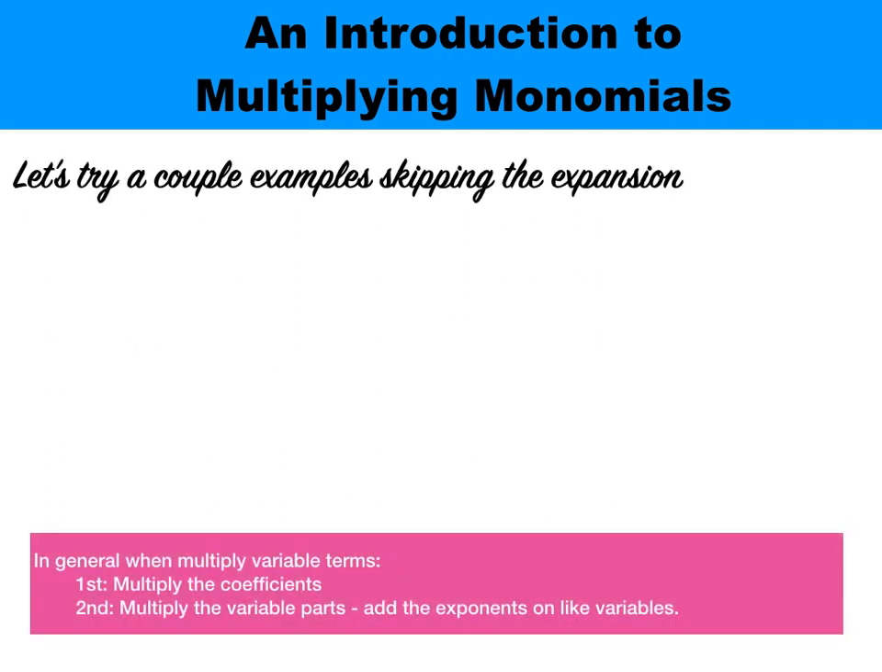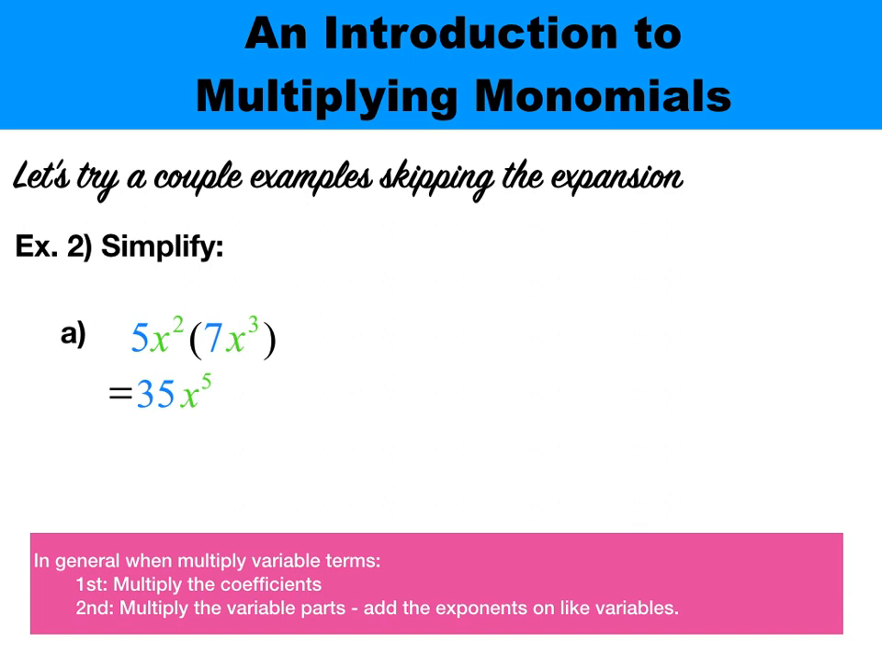So let's try a couple examples skipping that expansion step. So this time I've color-coded it so that my coefficients are one color and my variable part is another color, just so we can see what's happening. So we're going to start by step 1, multiply the coefficients. 5 times 7 gives me that 35. Then we multiply the variable parts by adding the exponents on like variables. In this case, both variable parts are just x, so we add the exponents to get x to the power of 5.